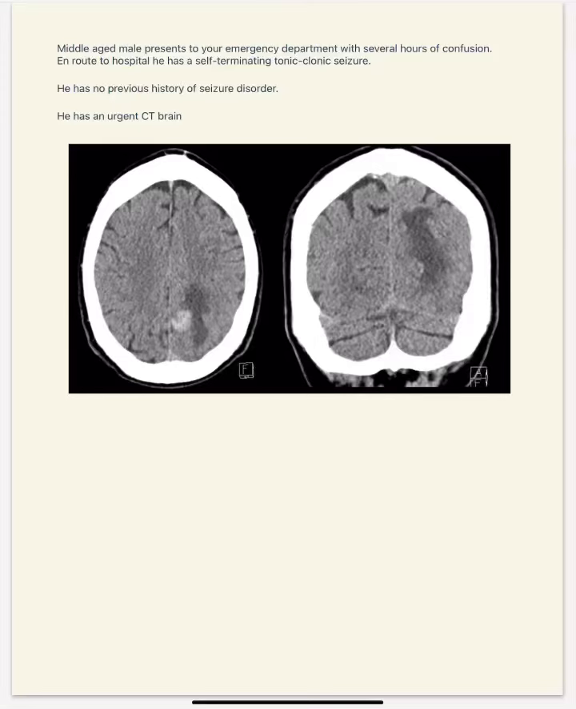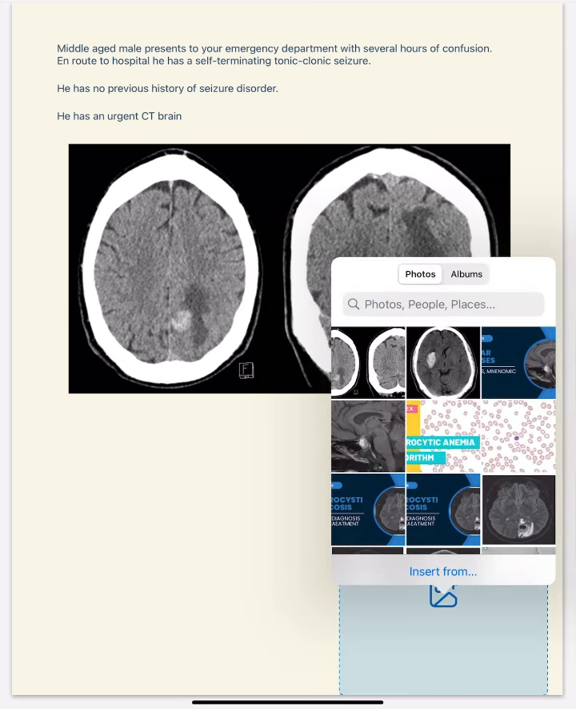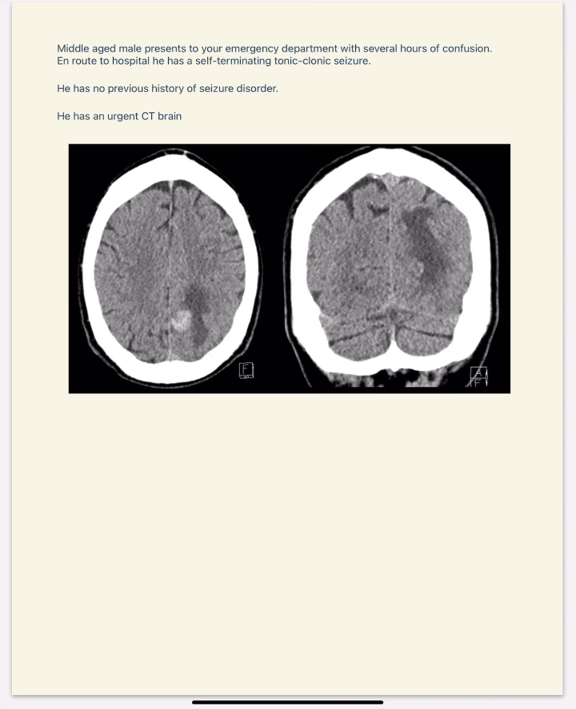In this video, I am going to discuss a clinical case scenario. A middle-aged male presents to your emergency department with several hours of confusion. En route to the hospital, he has a self-terminating tonic-clonic seizure. He has no previous history of seizures. An urgent CT is done and it is given below.